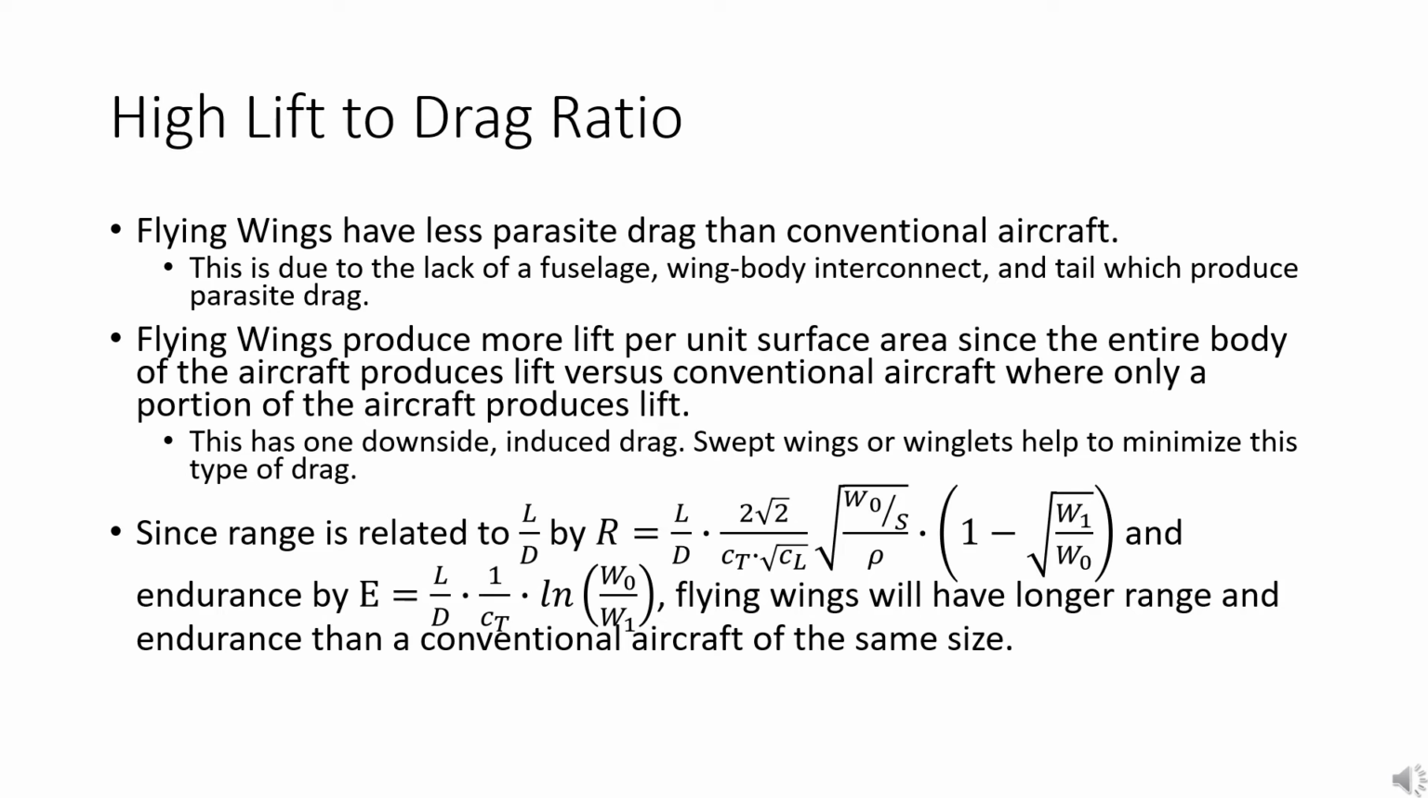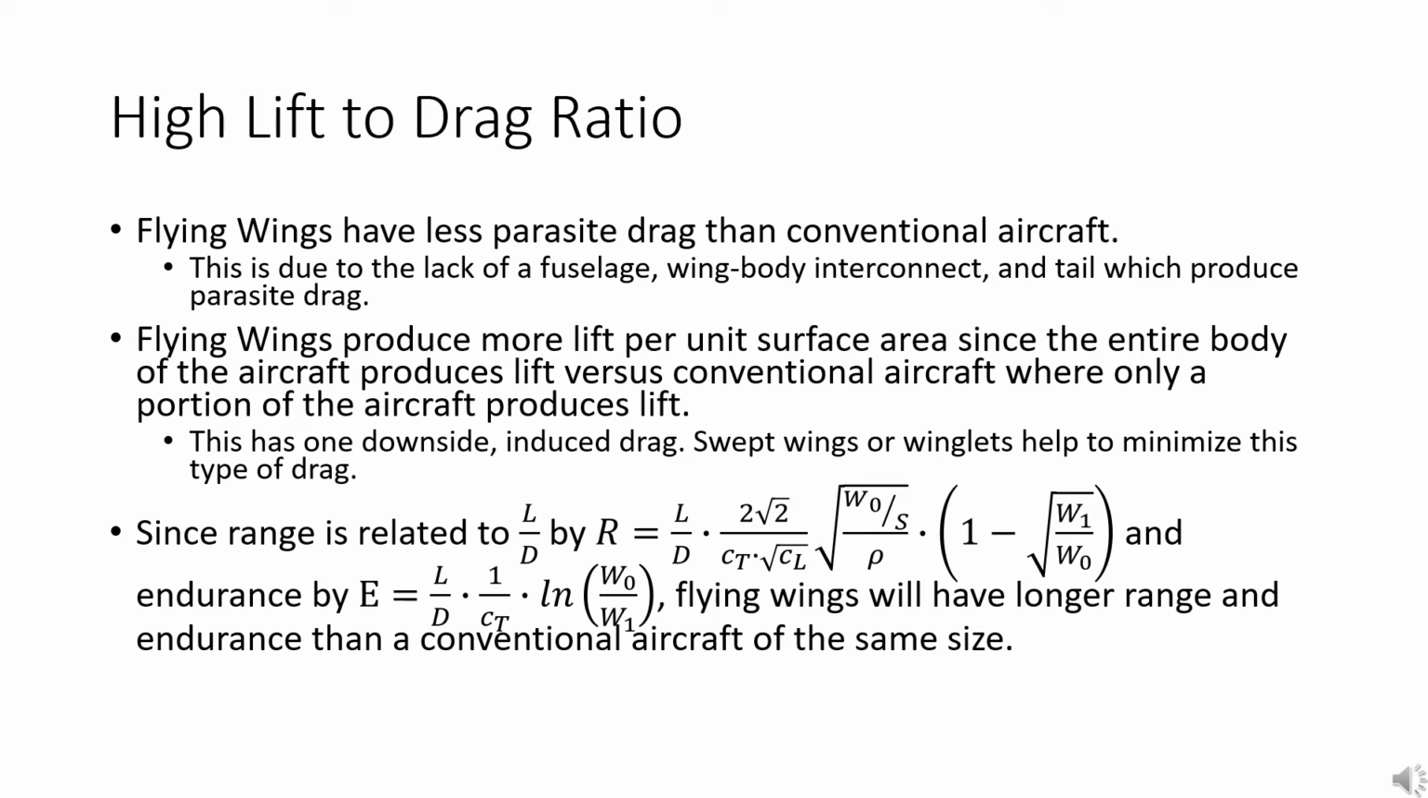Lift-to-drag ratio is a useful non-dimensional characteristic that describes an aircraft's efficiency in range, endurance, and performance. Flying wings tend to have a lower parasite drag and higher lift compared to similar sized conventional aircraft. Parasite drag is primarily affected by the wetted surface area of an aircraft. So if the flying wing does not have a tail or fuselage, then it follows that they typically have much less wetted surface area. And so parasite drag is minimized.